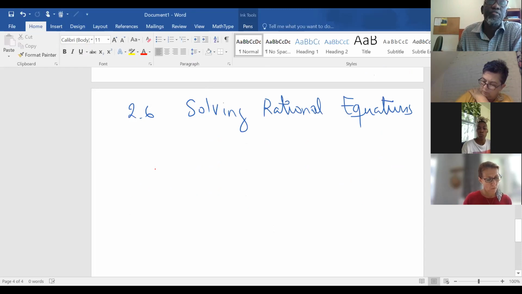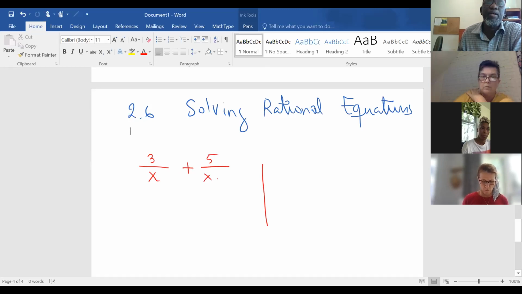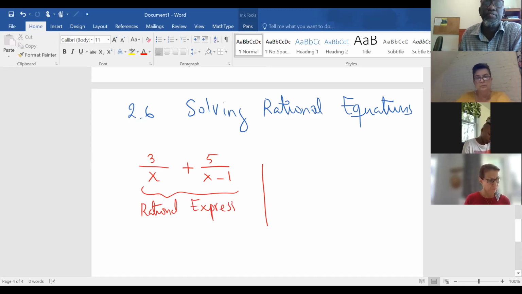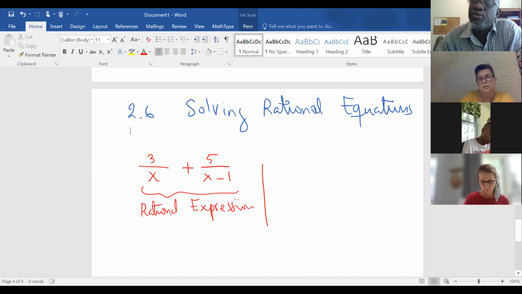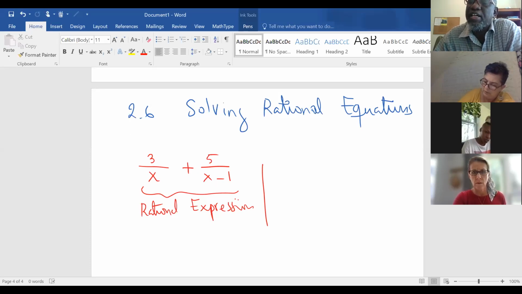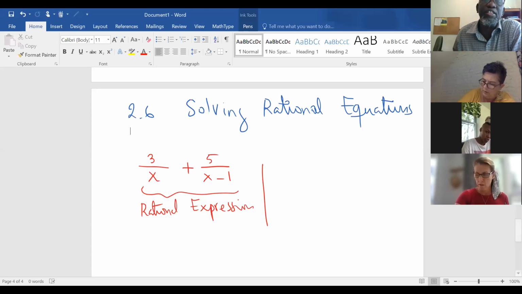You see? So, for instance, when you say 3 over x plus 5 over x minus 1, this is a rational what? Expression, you see? Okay? Why is it not an equation yet? Can somebody tell me why this is not an equation? What is missing? Every time you have an equation, what you have to see in any equation is an equal sign. Exactly. The equation is something that has 2 sides, one side equal to another side, right? So this is just a rational expression.